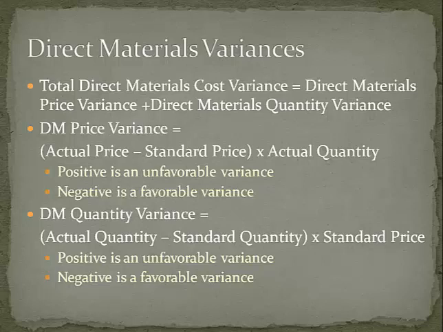Look at the equation. Okay, you actually paid $10 for something. The standard was $8. So you thought you were going to pay 8, you ended up paying 10. Is that good or bad? And these are all production costs, right? So you paid more than you thought. Doesn't sound good to me. That's an unfavorable variance, okay?